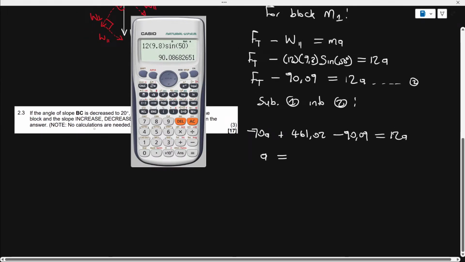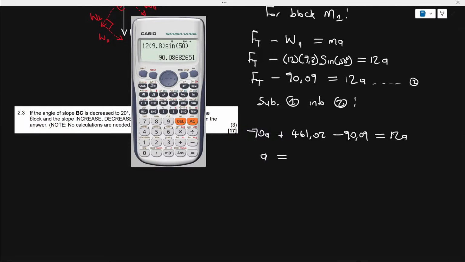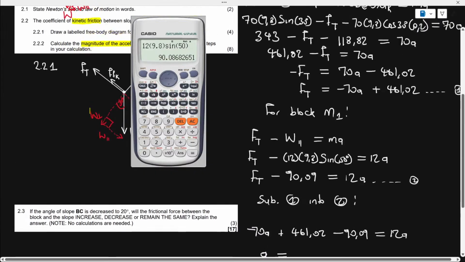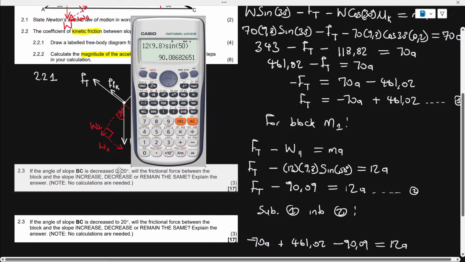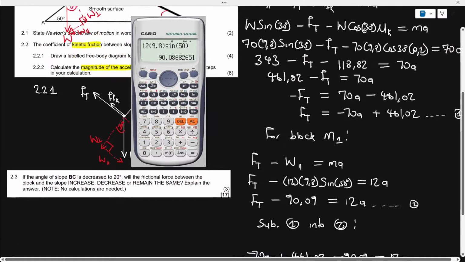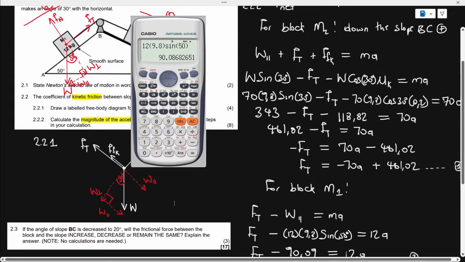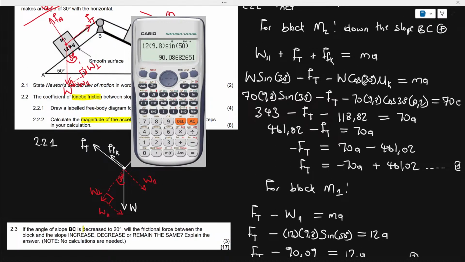And then as you can see, there's also 2.3 here, which is the final part of the question. Now, this part says if the angle of the slope BC is decreased. So imagine that you are now decreasing the angle of the slope BC. I want us to be able to see the original diagram. So if you are decreasing that slope to 20 degrees, will the frictional force between the block and the slope increase, decrease, or remain the same?